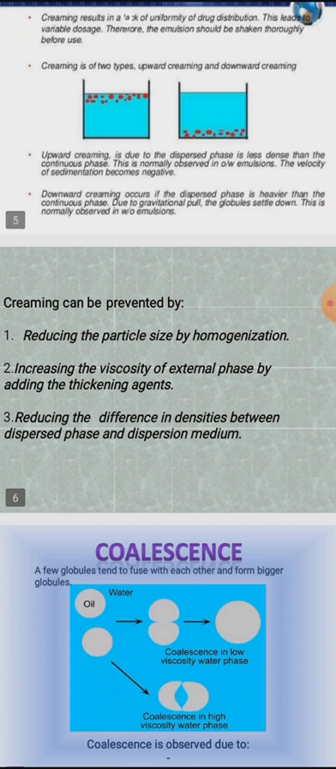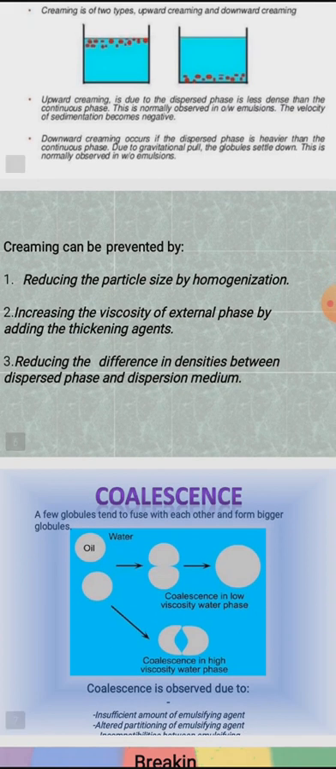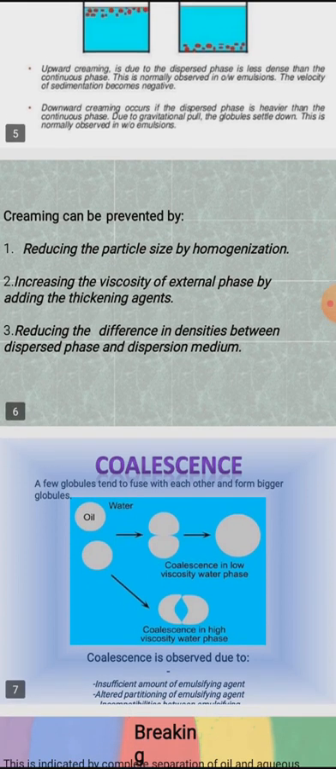Now, creaming can be prevented. How? Three different methods are there. The first method is reducing the particle size. How to do that? By using the homogenization technique. By using a homogenizer, we can reduce the globule size of the internal phase. So this is the first step. Second method, increasing the viscosity of the external phase by adding some thickening agent, for example tragacanth or sodium alginate. If we add tragacanth and sodium alginate, the viscosity of the external phase will increase, so creaming can be prevented.